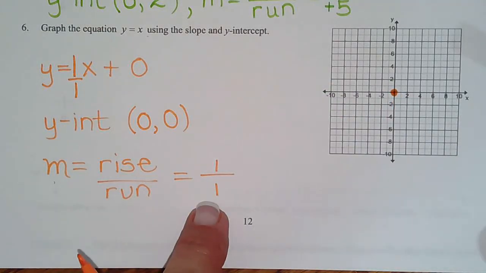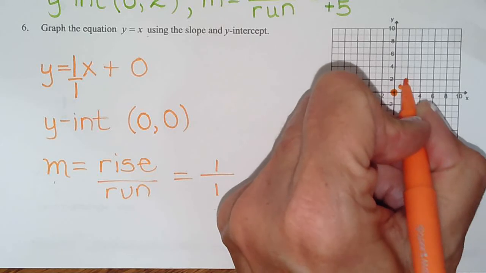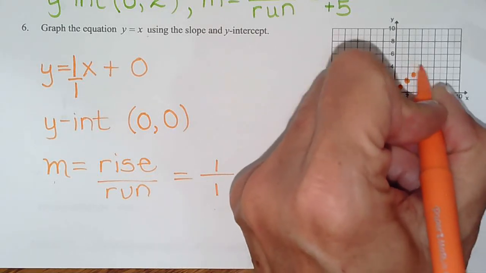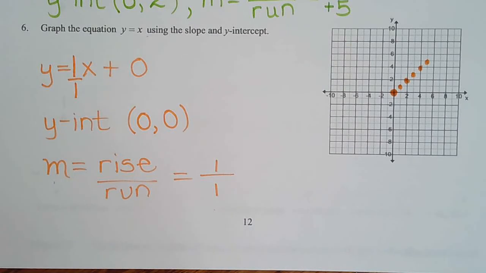And the slope is positive, so rise 1, run 1, rise 1, run 1, and I could just go on forever, but I won't. And so there is the slope of 1.